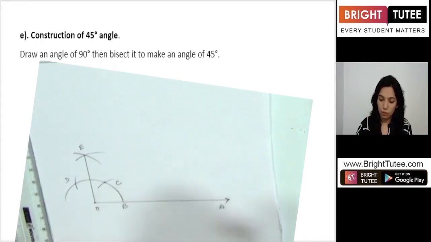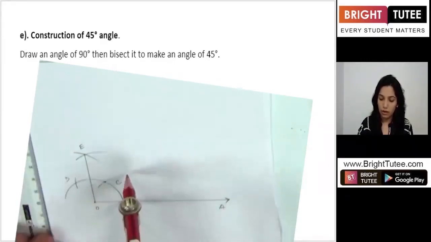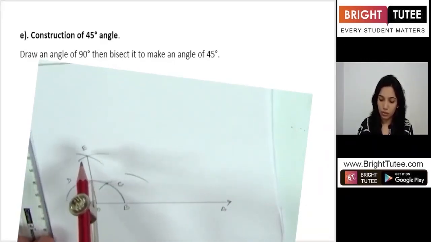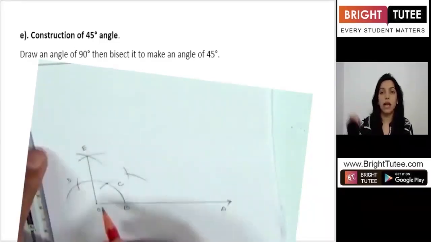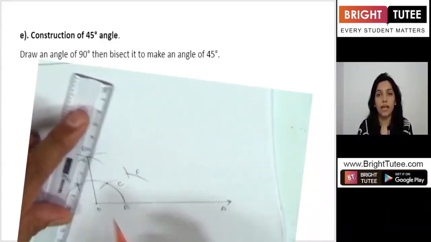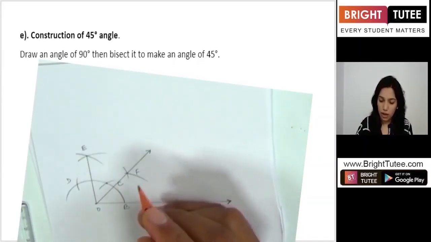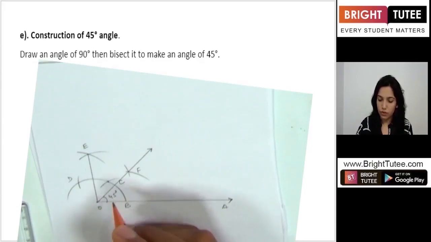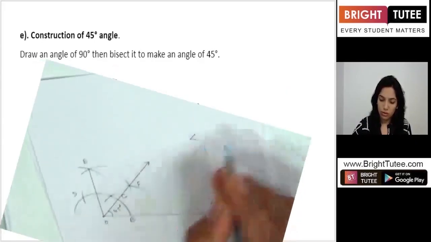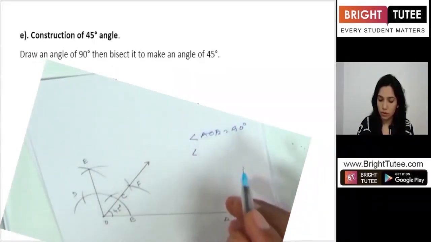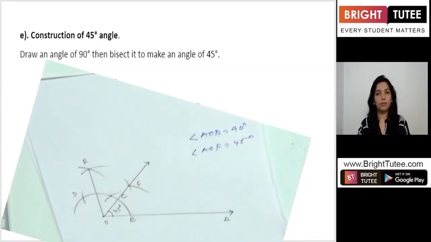Here you keep the point at B, you make an arc. Here you keep the point at X, you make an arc. Join it and you will see that OF is the angle bisector of angle EOA. And this particular angle that you have got is 45 degrees. And also because this is the same angle, it is also 45 degrees. I hope this is clear, right?